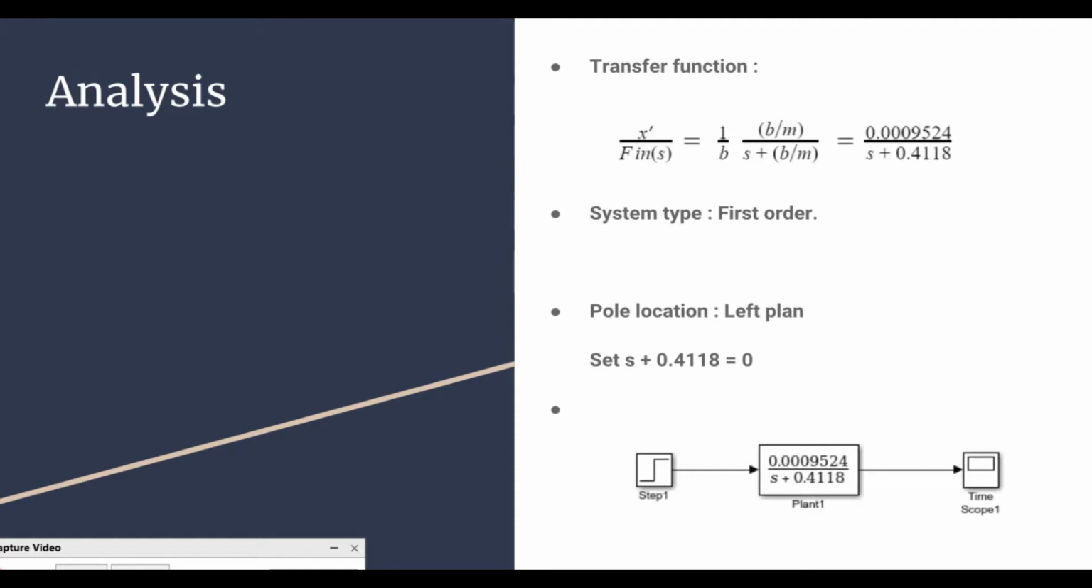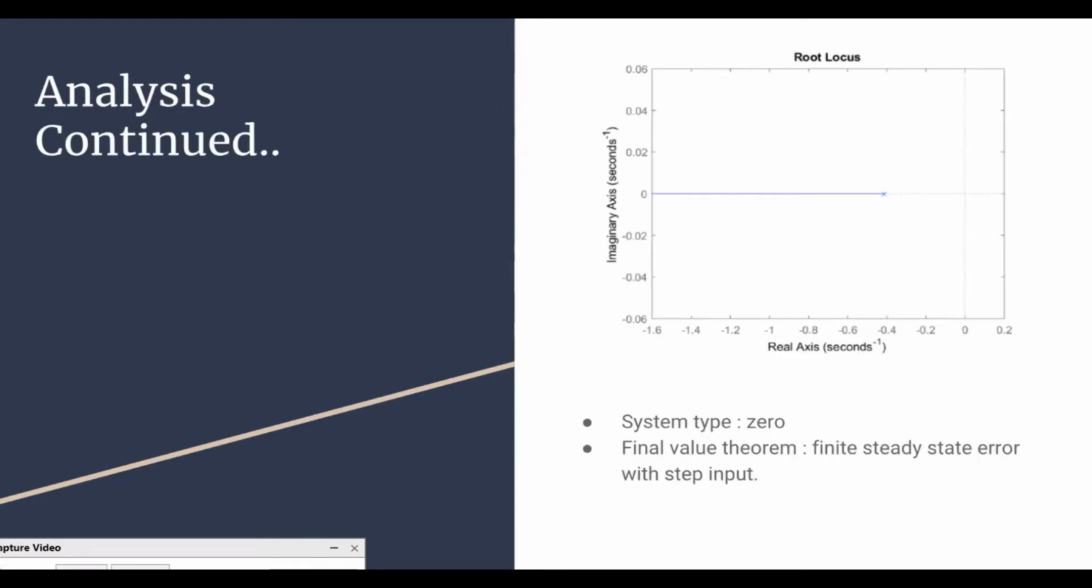In this part, we will talk about the transfer function of the open loop system. So, this is a first order system with only one pole located in the left half plane. Given the pole location, it can be said that the open loop system is BIBO stable. A simulation of root locus verifies the stability of the system, which can be found in this slide.